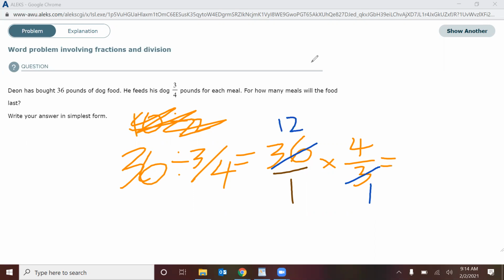Okay, so 12 times 4 on top is 48. And 1 times 1 on the bottom is 1. And this fraction simplifies to 48. And that is how these types of problems are done.